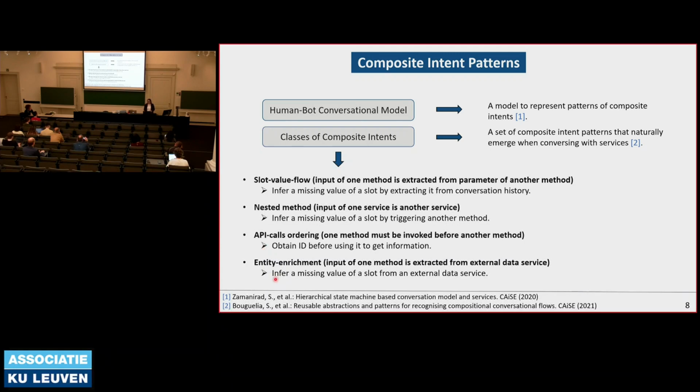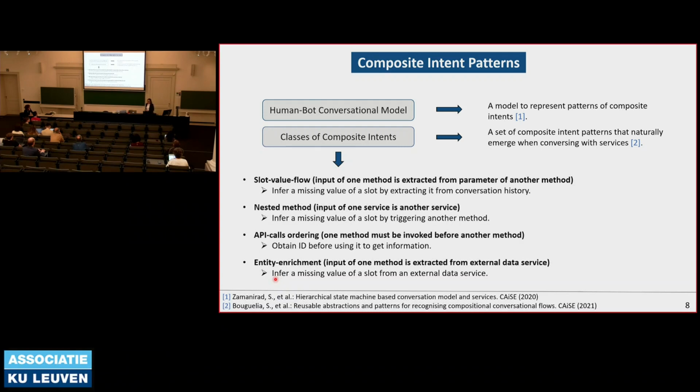And there is finally the entity enrichment composite pattern. Here is when we have a missing slot value and we can get it from an external data service. As an example, let's say that we have a method, book a taxi, and it requires as input parameter an address, and the user says, I want to go to Eiffel Tower. Eiffel Tower is not an address, but we can use an external service. For example, we can use Google search to get the address of Eiffel Tower and use it as an input for the book taxi method.